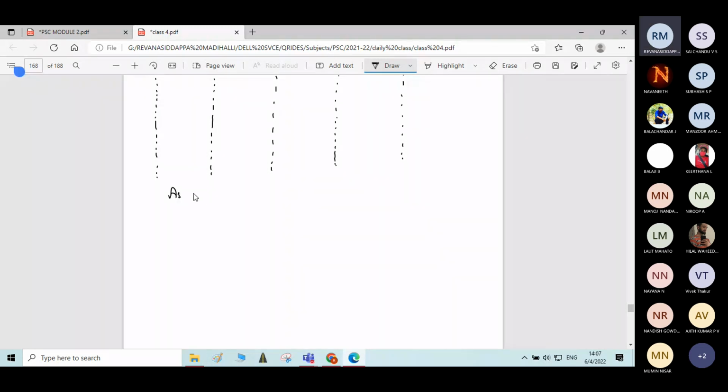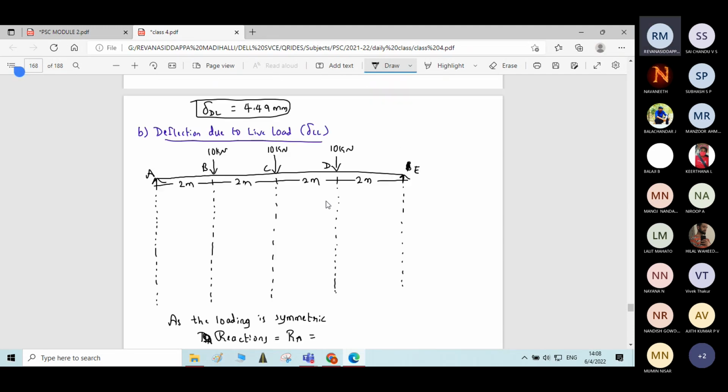As the loading is symmetric, reactions RA and RE.